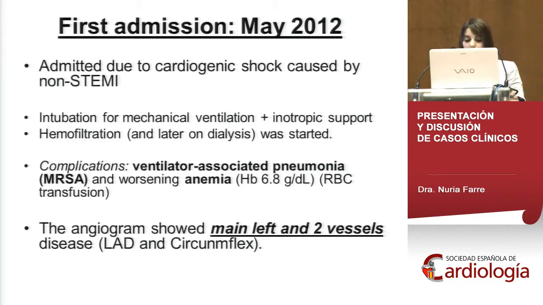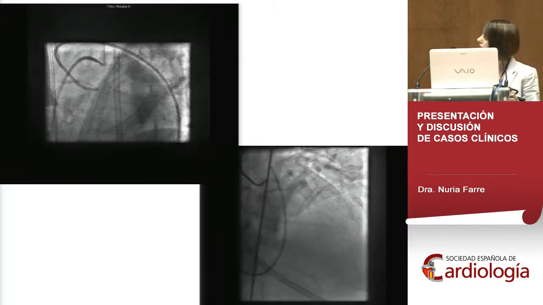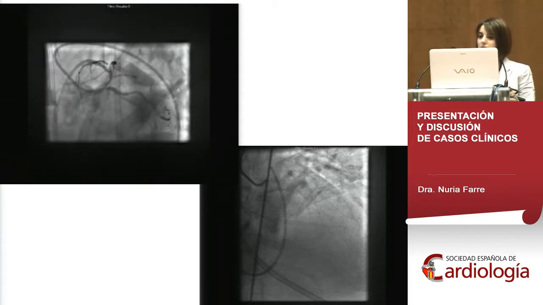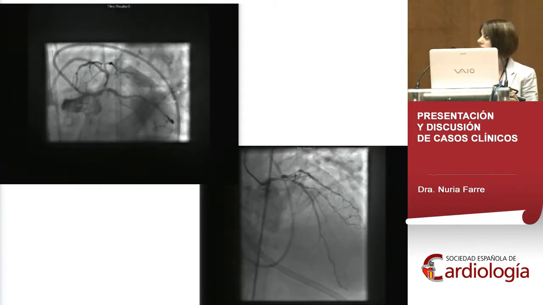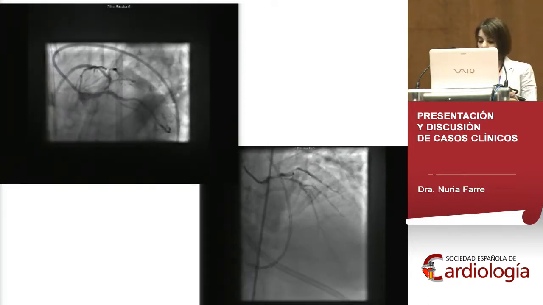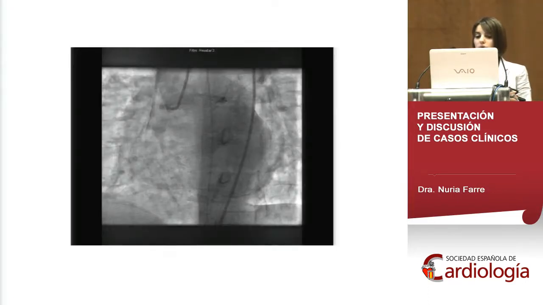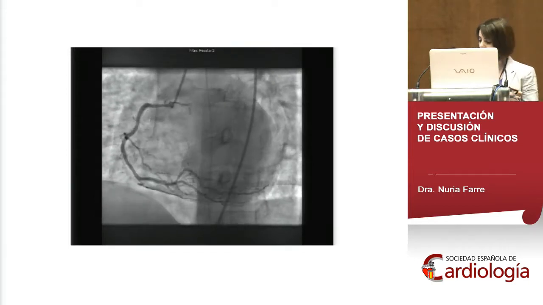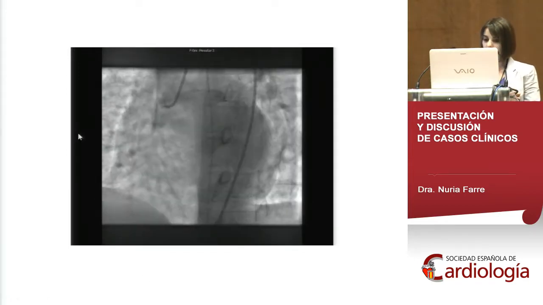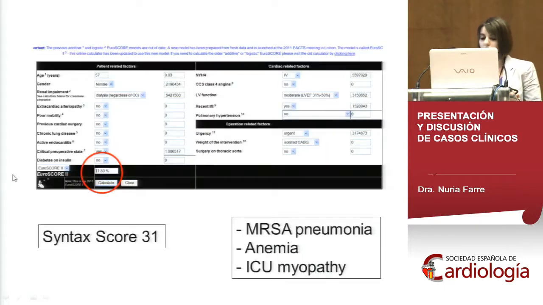We did an angio that showed, as you will see here, left main and proximal and mid-LAD disease and circumflex disease. The right coronary artery had only a 50% lesion, as you can see here. We calculated her score at that moment, which was around 12% mortality. The SYNTAX score was 31, and we also have to take into account that she had anemia, pneumonia, and some degree of ICU myopathy.